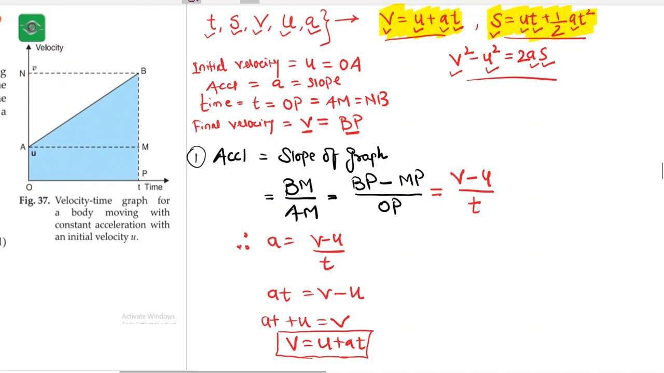So what is the area under the graph? The area under the graph is this area, which you're looking at here, right? And what is this area? This is the area of a trapezium. This figure is nothing but a trapezium, AOPB, correct?